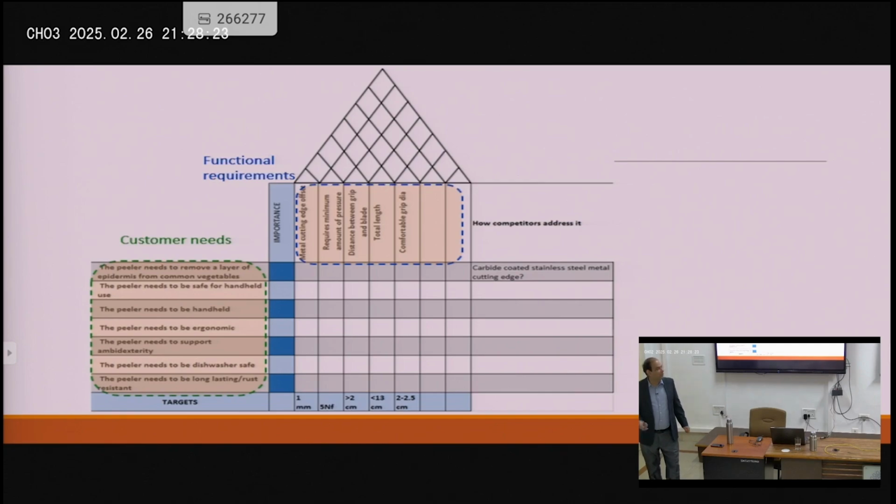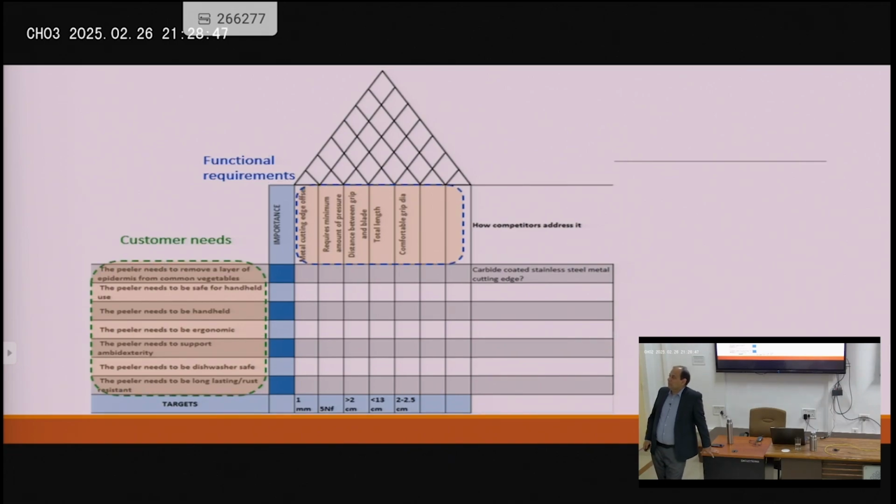Now, we also have how competitors address it. So I just have one there, a carbide-coated stainless steel metal cutting edge. Okay, if you really want to get fancy, you could do something like that. So if you think that your peeler gets dull over time, you can make it carbide-coated. It increases the cost, but it also becomes a differentiating factor, so you can charge more. Okay. So these are targets.